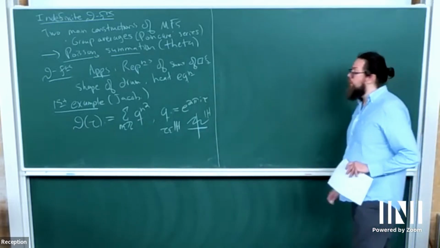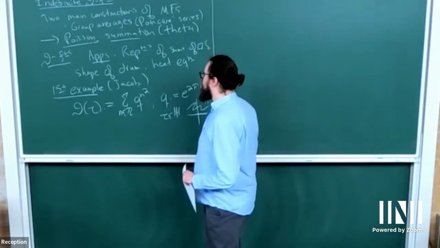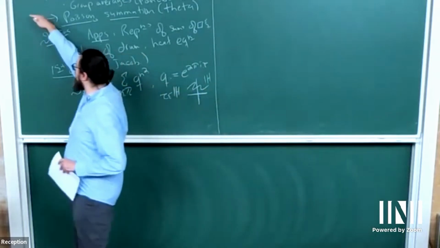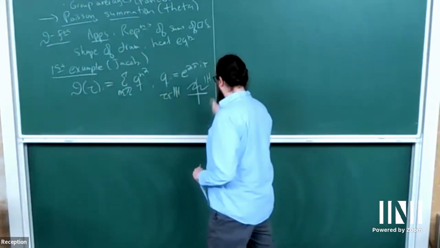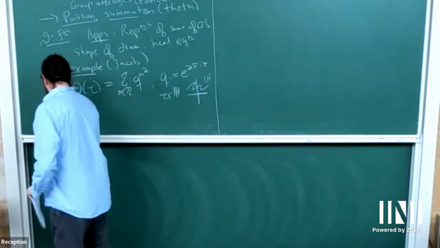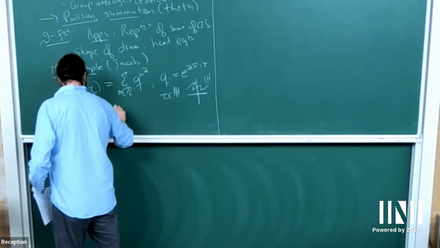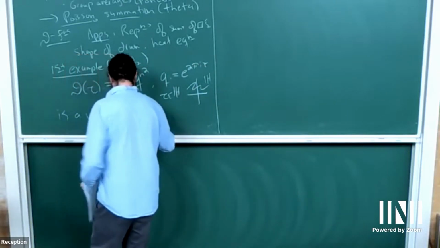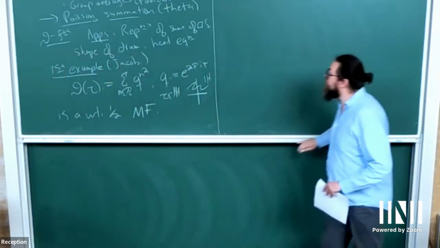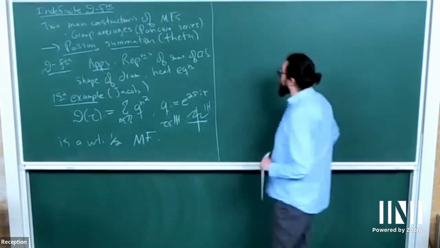Okay. All right, so this function, I know the camera can only see up to here, but this function theta is a weight 1/2 modular form. Now let me write down the transformation explicitly.